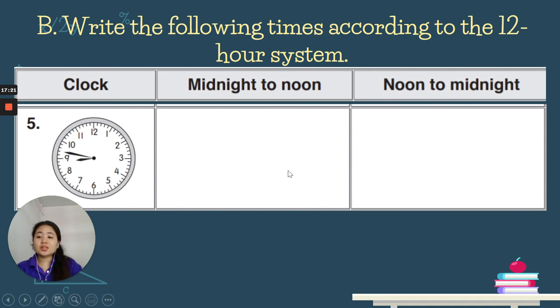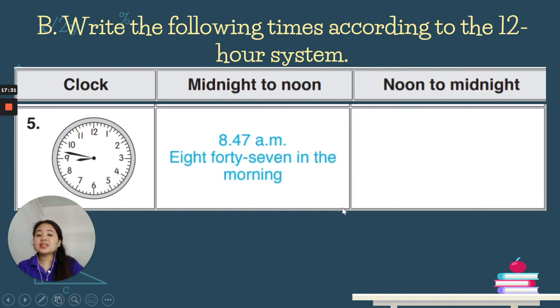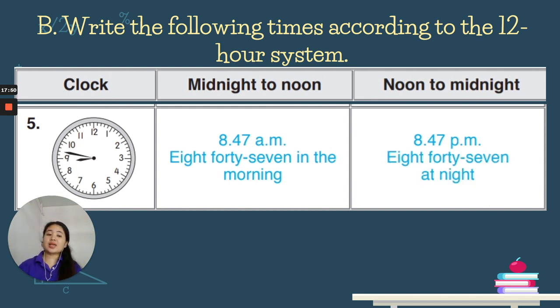So the time in number 5 is 8:47 a.m. And in words, it is 8:47 in the morning. Okay, 8:47 in the morning. Then noon to midnight. So that is 8:47 p.m. or 8:47 at night or in the evening. Okay, 8:47 at night. Okay, so that's it.